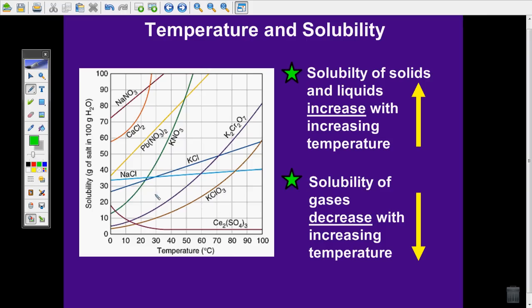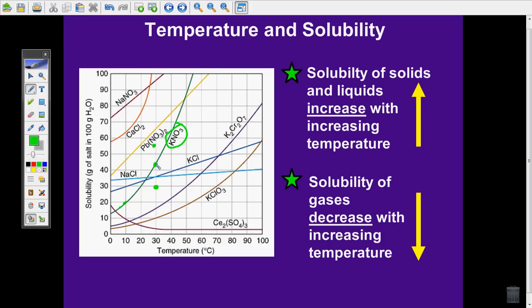So say I wanted to dissolve 30 grams of potassium nitrate at 30 degrees Celsius. So I'm only going to focus here on the line for potassium nitrate. I'm just going to ignore all the others. So if I'm dissolving 30 grams at 30 degrees Celsius, you see how my point is below the line? That means it's unsaturated. If I wanted to make it saturated, I'd have to add more solute. So at this particular temperature, about 45 grams of potassium nitrate will give me a saturated solution. So saturated is on the line. If I were to add any more and make it above the line, it would be supersaturated.